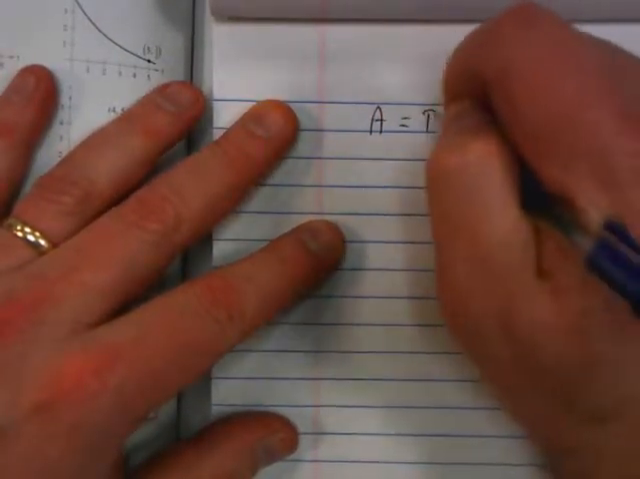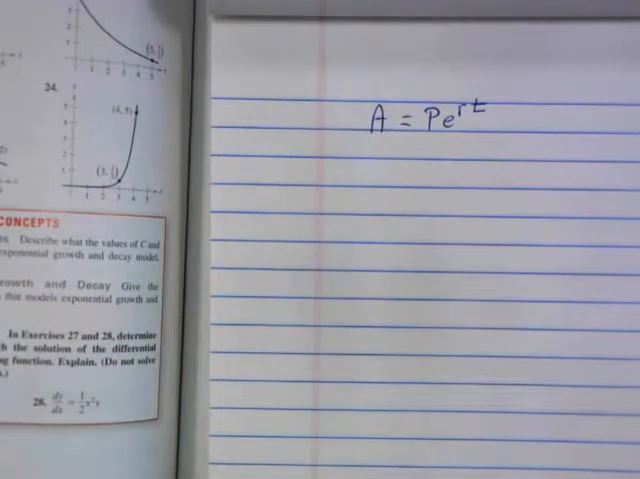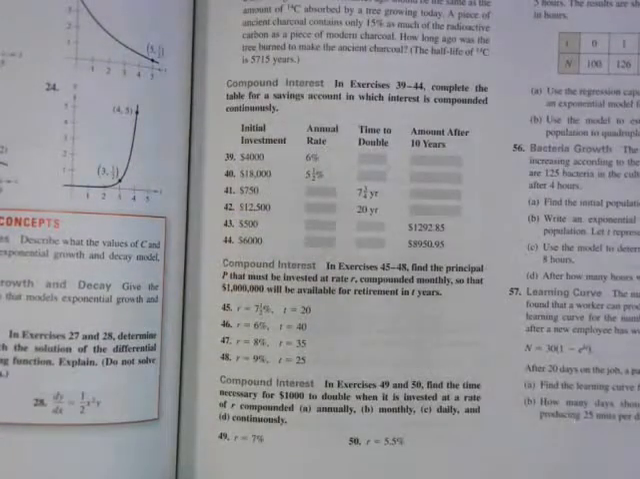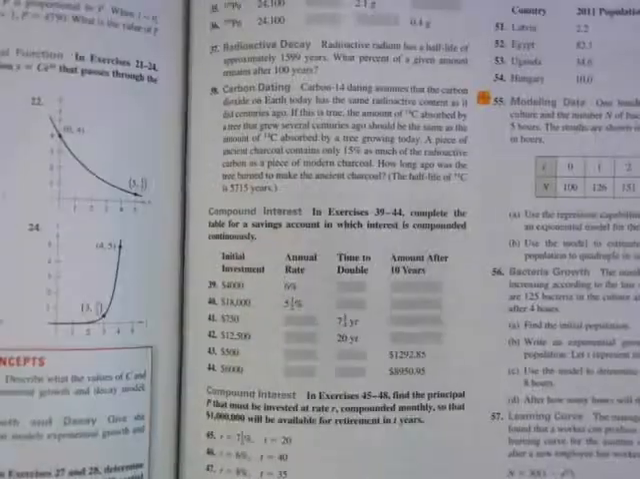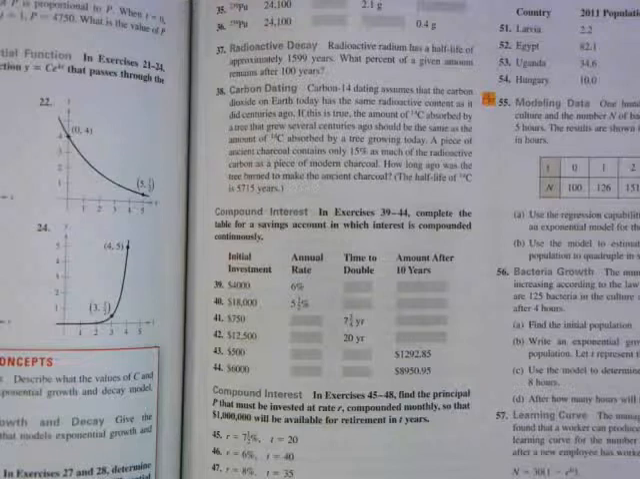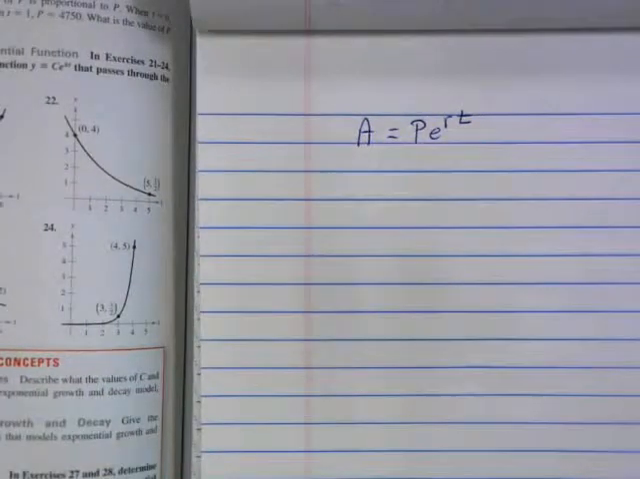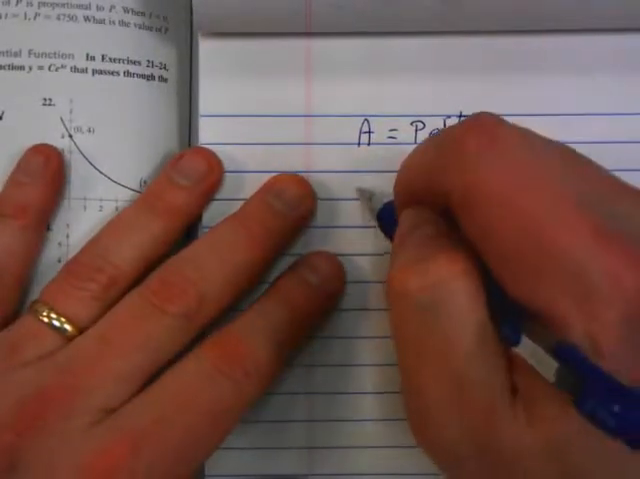A equals P e to the RT. What tends to really throw people for a loop on this problem is, how much carbon-14 did we have at the beginning? It doesn't give us an exact value, but you're right. How much carbon-14 did we have in the beginning? We had all of it. We had 100%. So for P, we're going to use 100. We had 100% at the beginning. So that's the thing that tends to throw people the most on this problem.